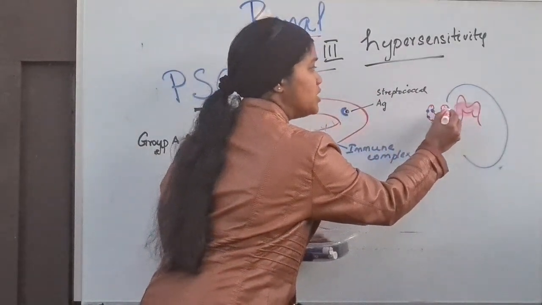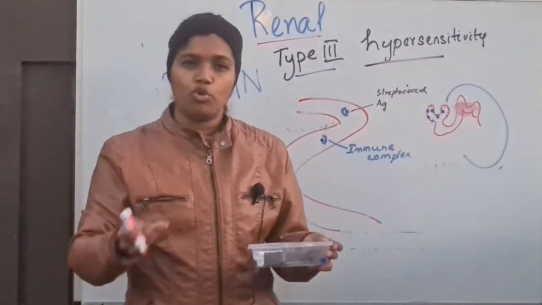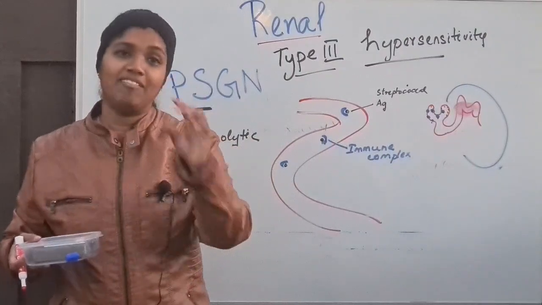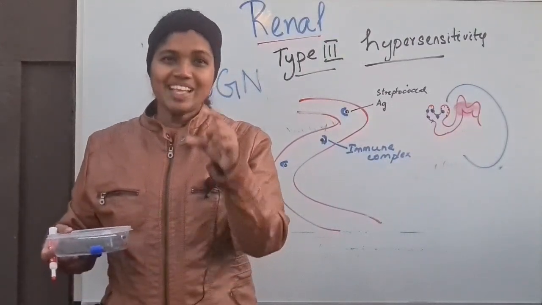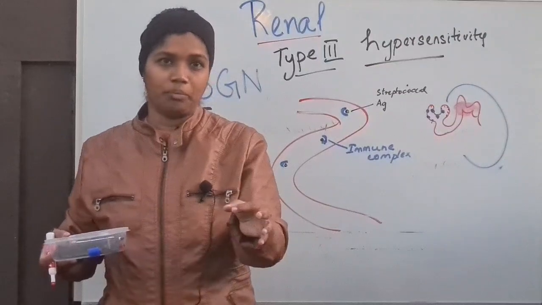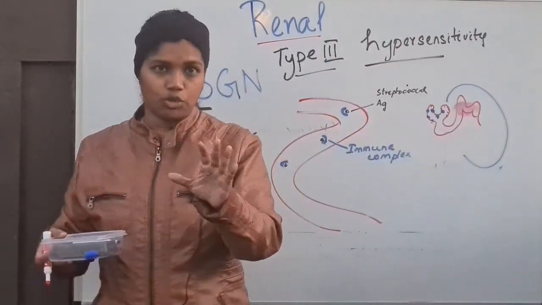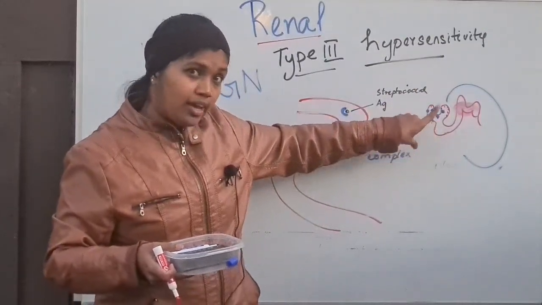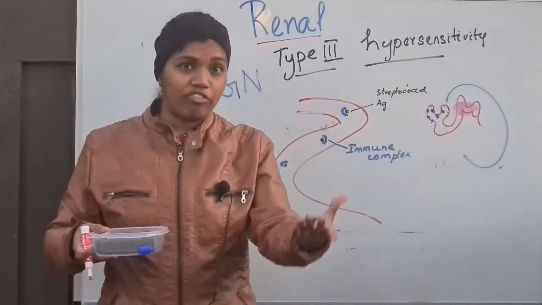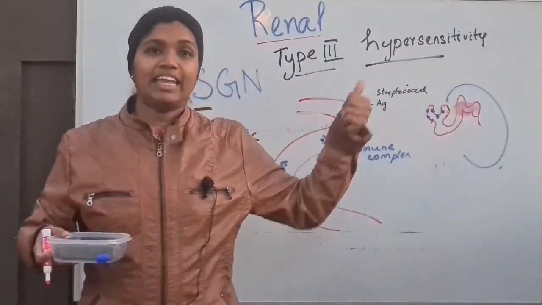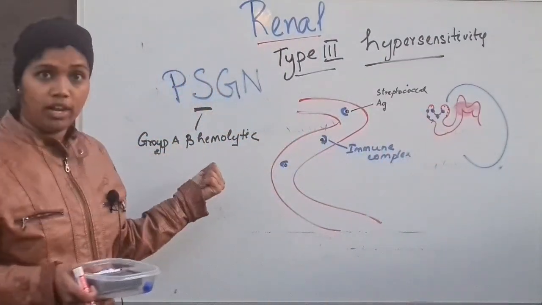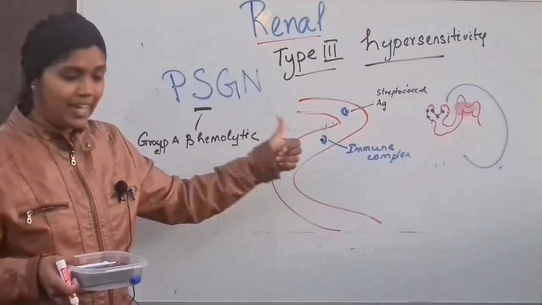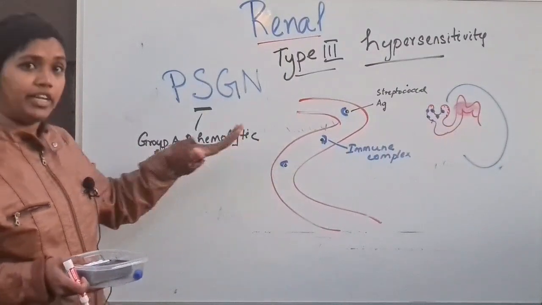Whatever happens, with inflammatory mediators, with neutrophils, with complements, these immune complexes along with the inflammatory mediators will damage the glomeruli such that there will be blood in the urine. This is what we have seen in nephritic syndrome. The immune complexes depositing in the glomeruli and producing the syndrome is known as glomerular nephritis. If that immune complex is because of the streptococcal infection, then it is known as post-streptococcal glomerulonephritis. It is commonly seen in group A beta hemolytic streptococci.